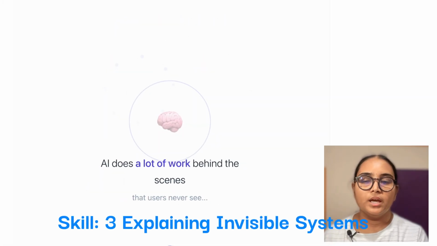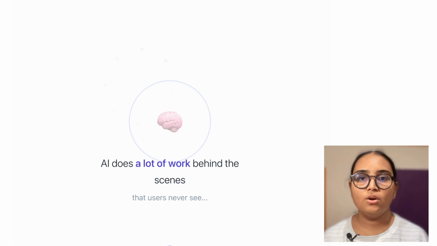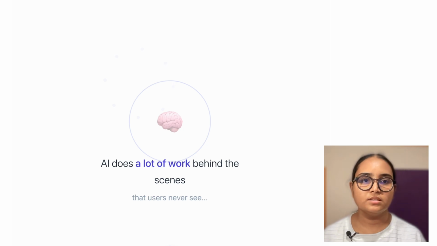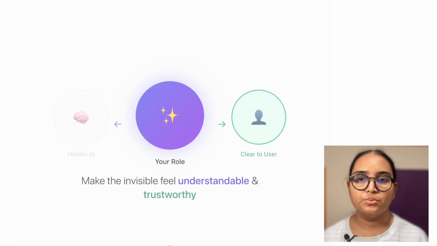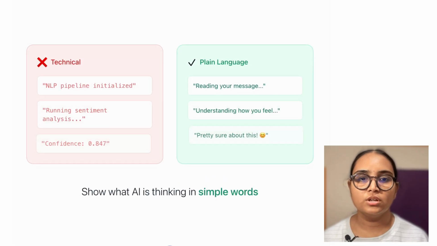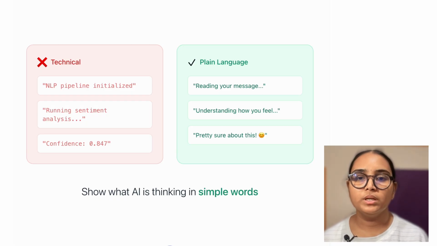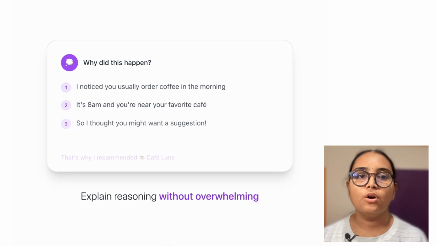Skill number 3: explaining invisible systems. AI does a lot of work behind the scenes that users never see. Your job as a designer is to make that invisible process feel understandable and trustworthy. This means showing users what the AI is thinking using plain, simple language, not technical terms. When the AI reaches a conclusion, you should be able to explain how it got there without overwhelming anyone with details. The goal is to keep people informed and not confused.